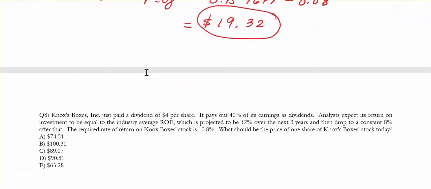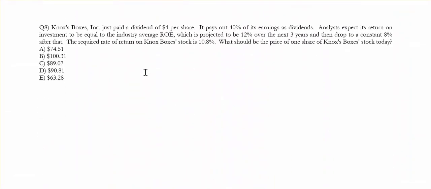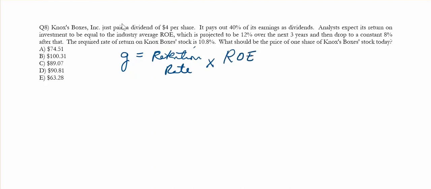All right, moving on to number 8. We have Knox boxes. This question will use the formula for the growth rate. So we're going to be a bit more explicit here in how we calculate a growth rate. And it's a function of how much is retained of the earnings, that is how much is reinvested, times the return on investment. And typically the return on equity is our measure of how much we could expect to get in returns that you claim of the equity holder.